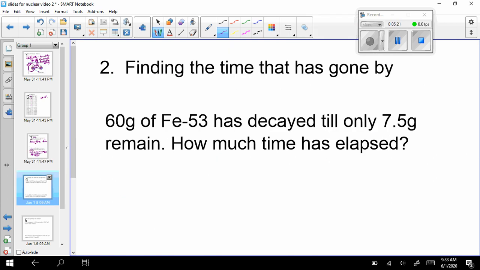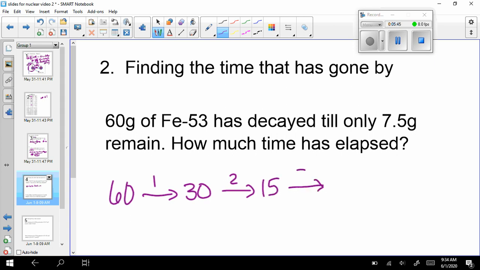All right, another type of problem, finding the time that has gone by. All right, 60 grams of Fe-53 has decayed till only 7.5 grams remain. All right, let's figure out how many half-lives that is. Start with 60. After 1 half-life, I'd have 30. After 2 half-lives, I'd have 15. And after 3 half-lives, I'd have 7.5. Okay, that's what I wanted to get to. So I know 3 half-lives have gone by. So I'm going to look up Fe-53.